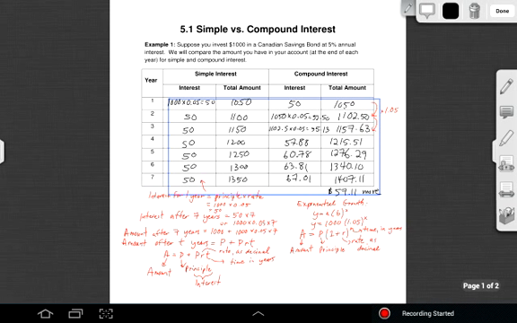Okay, where rate is a decimal, time is in years, P is the principal, A is the amount. So there's our formula for simple interest. We won't do a whole lot of calculations with them because simple interest is not very common. Usually we're dealing with compound interest.